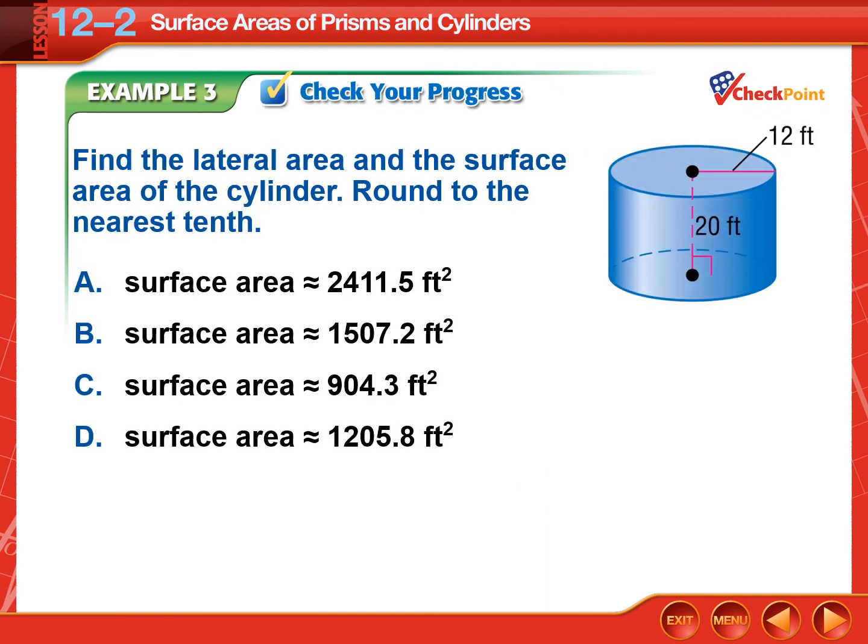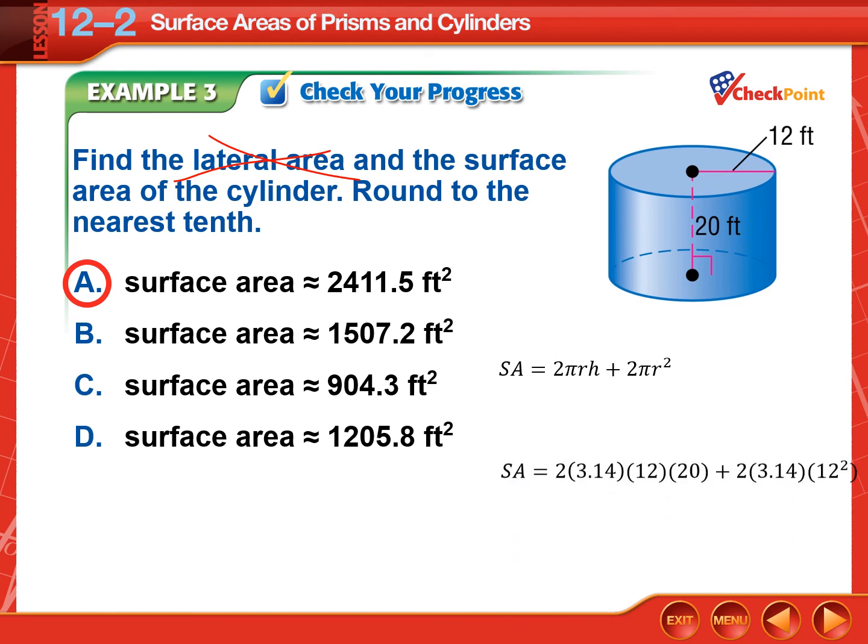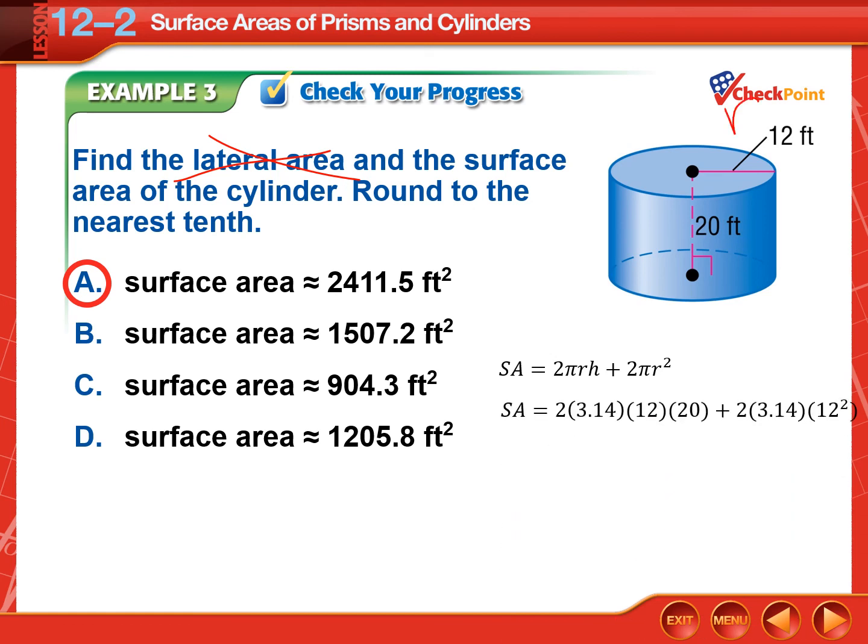All right, so in our final one, find the lateral area. Well, we're not finding lateral area, so let's cancel that out. Find the surface area of the cylinder and round to the nearest tenth. So hopefully you've done it, but here's my example. That's A, radius, height, substitute, and you get your answer.